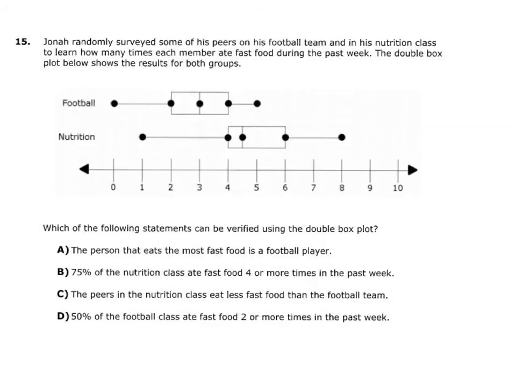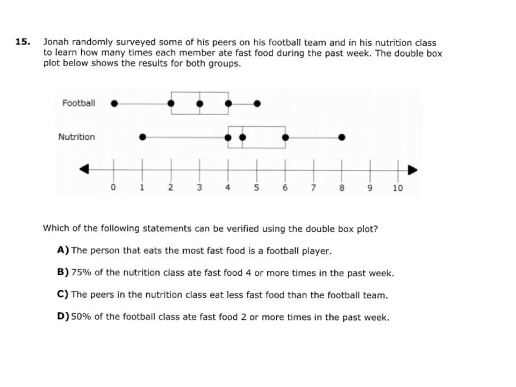Jonah randomly surveyed some of his peers on his football team and his nutrition class to learn how many times each member ate fast food during the past week. The double box plot shows the results of both groups. So let's see which of the following statements can be verified using the double box plot.